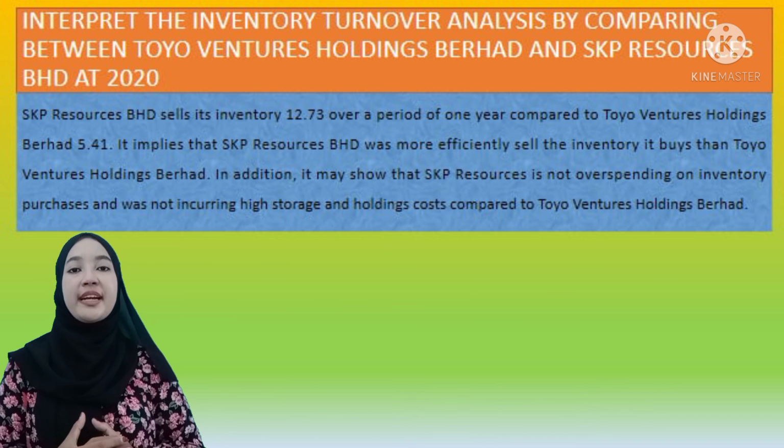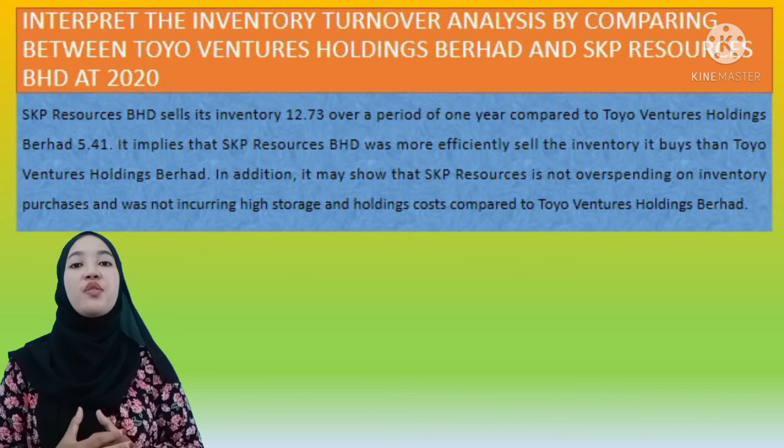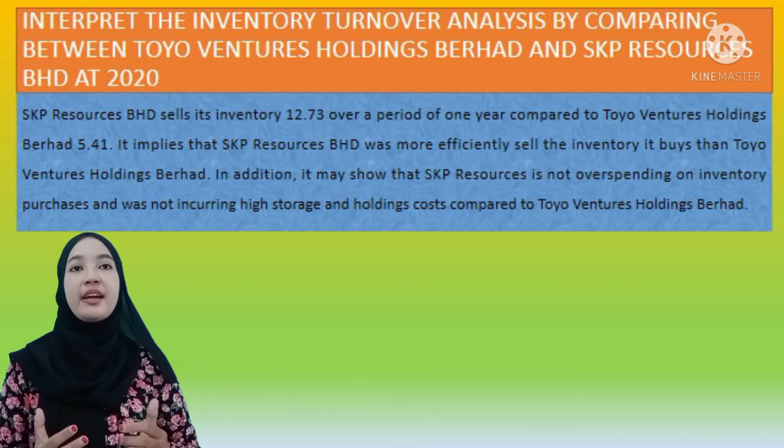SKP Resources Berhad sells its inventory 12.73 times compared to Toyo Ventures Holding Berhad 5.41. SKP Resources Berhad was more efficiently sell the inventory it buys.